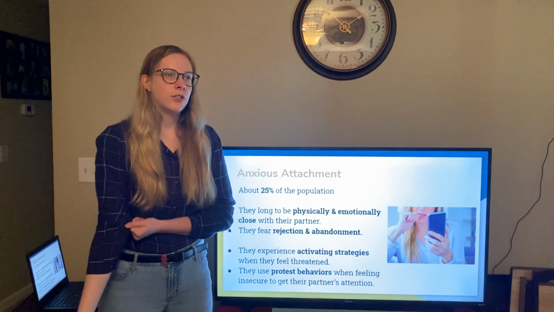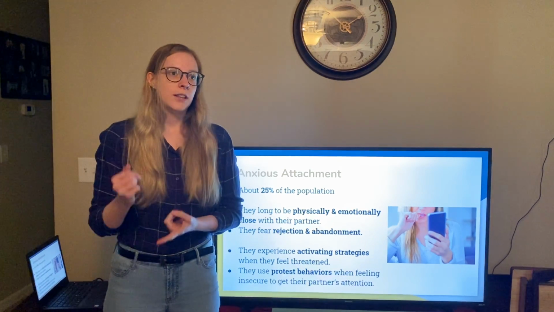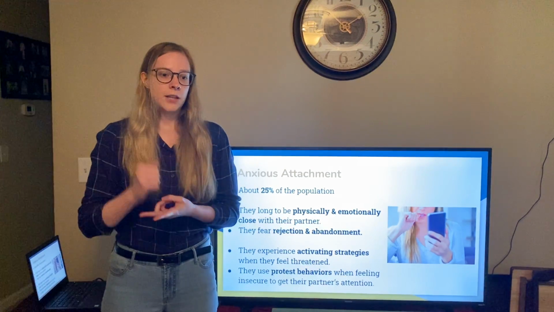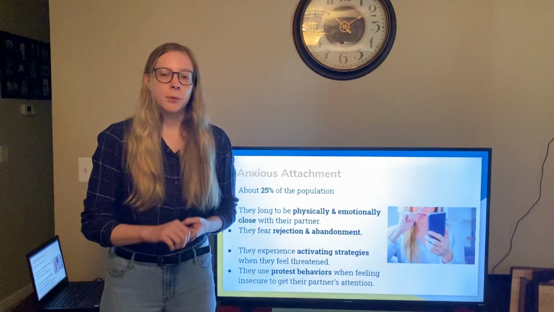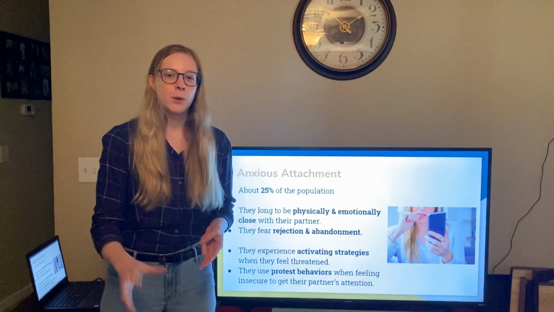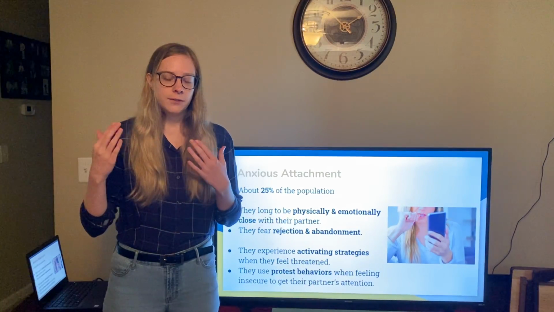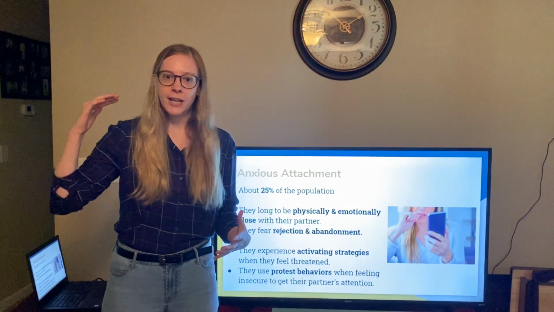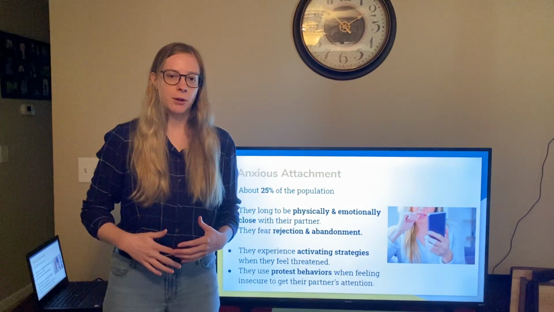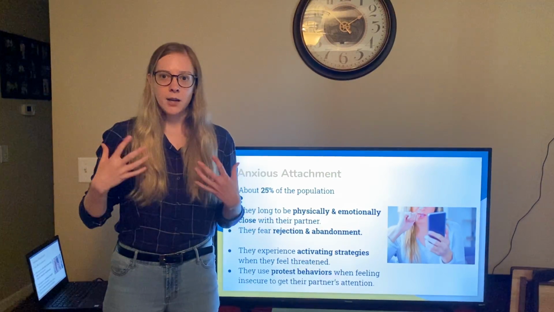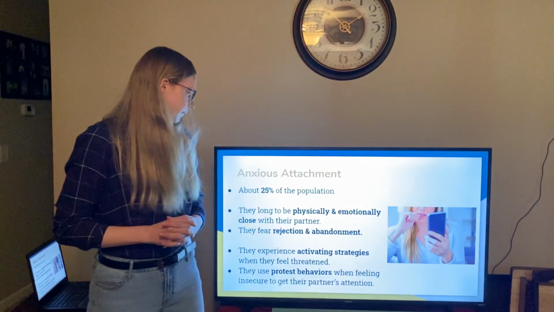So activating strategies can be just constantly thinking about your partner, thinking about all the good qualities about your partner, but ignoring any negative qualities, putting them on a pedestal, things like that. So it's the anxious part of the anxious attachment style, just obsessive thinking about their partner and worrying about if they love them or not.